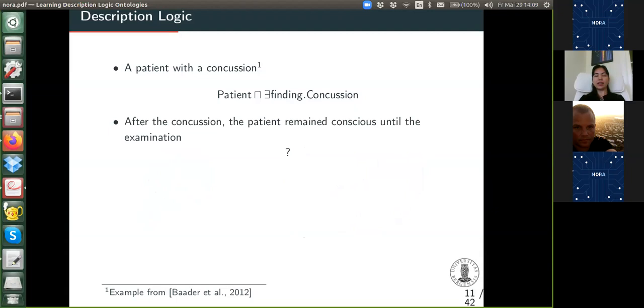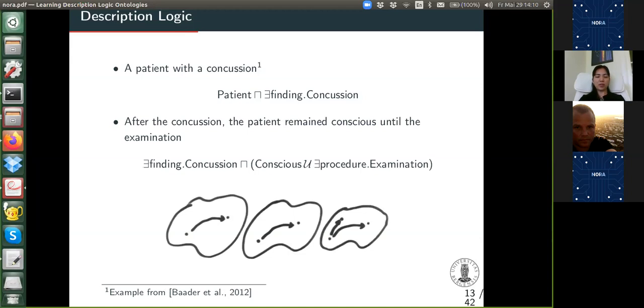But this interpretation that I mentioned is useful to describe static knowledge. One may want to describe also, for instance, that after the concussion, the patient remained conscious until the examination. And actually, to describe this, one needs a temporal dimension. There are also works combining description logics with temporal logic. In this case, we have a temporal dimension, so instead of a single interpretation, we have a sequence of interpretations representing the time. And one can also combine these description logics with other kinds of logic that represent the spatial dimension and other dimensions.